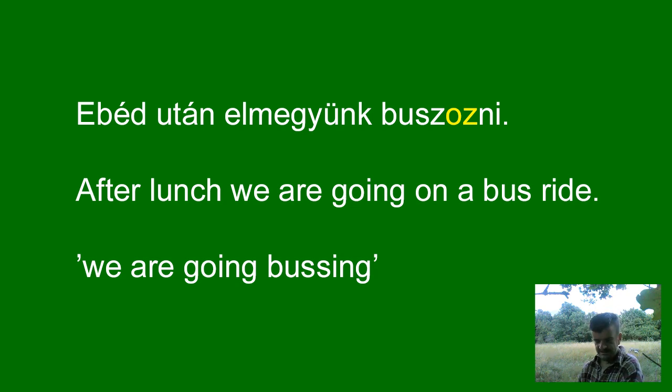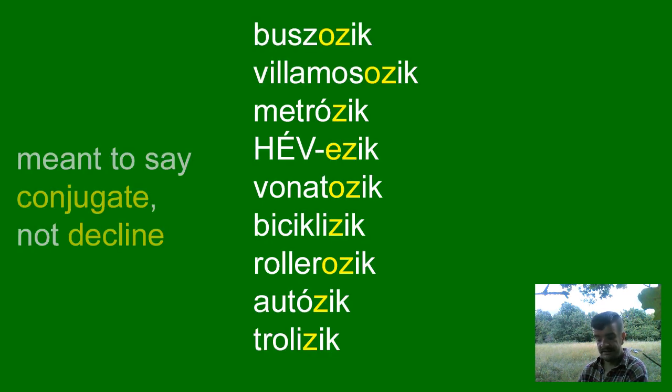So you can fool around with that. You can say villamosozik, metrózik, hévezik, vonatozik. You can also say biciklizik, rollerozik. Everything possible, and then you can decline it. Buszoztok, second person plural. Here again, I don't necessarily want to go into the details because my videos are often too long. It is much work for me, and you have to listen.